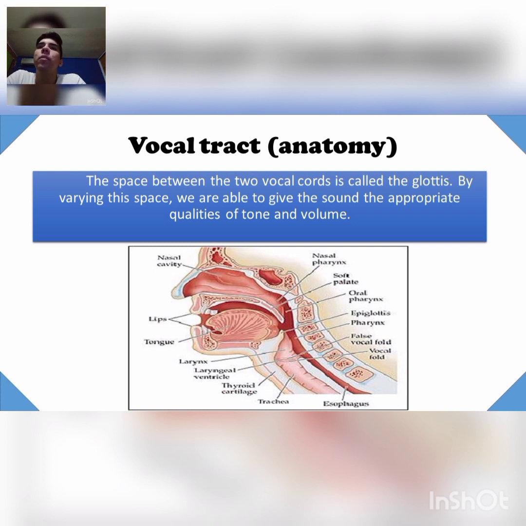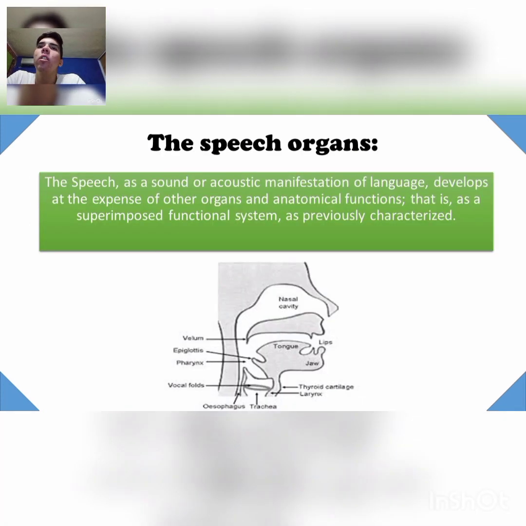Once the human voice leaves the resonator, it is shaped by the articulators, transforming into speech sounds, phonemes, syllables, and words. The organ of speech. Speech, as a sound or acoustic manifestation of language, develops and expands from other organs and anatomical functions, as a functional response system as previously characterized.